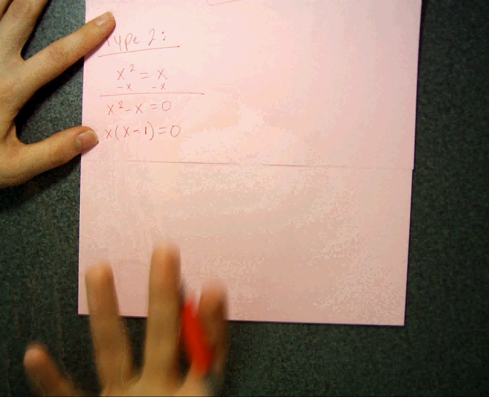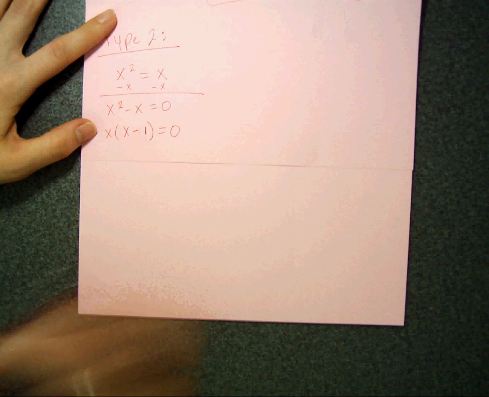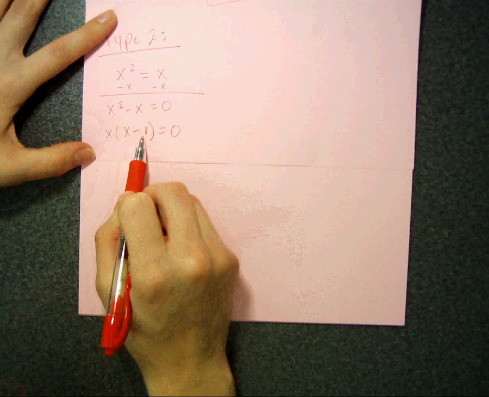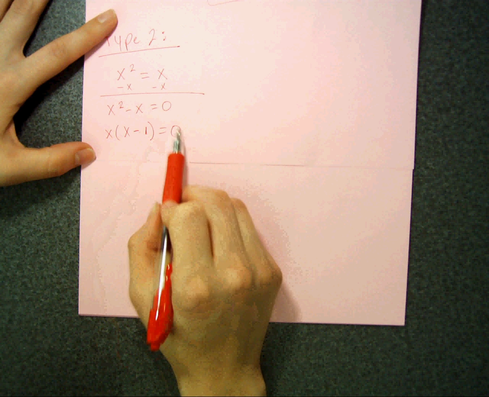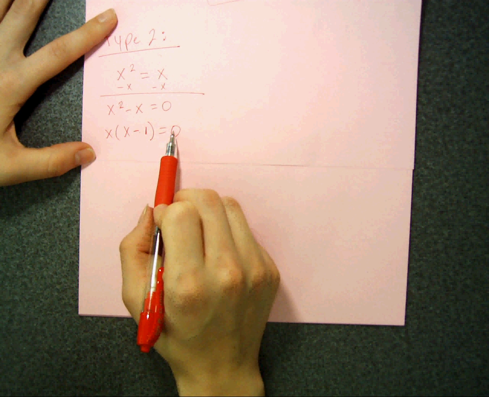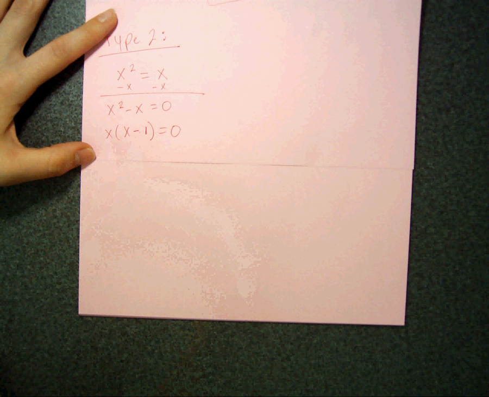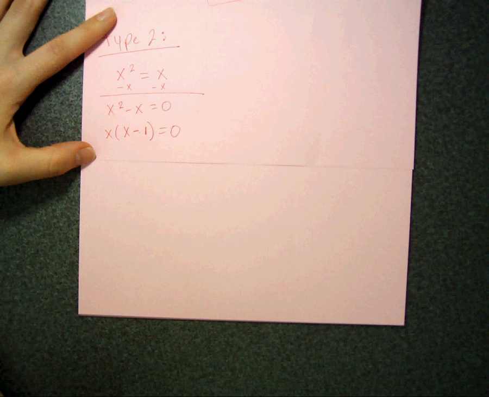So when I pull that x out, remember this is like the reverse of distributing. So instead of multiplying, I'm dividing. What is x squared divided by x? X minus, what is x divided by x? 1 equals 0. And now this is in factored form, and we've solved several quadratics in factored form.